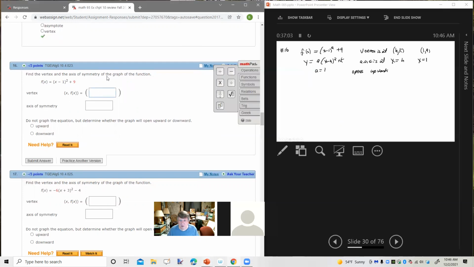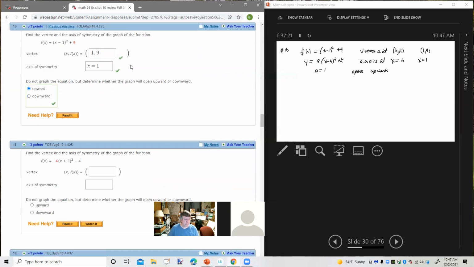So the vertex is at (1, 9). The axis of symmetry is at x equals 1. And this opens upwards. So many people miss this because they don't write an equation for the axis of symmetry. They just put in the number 1 and then they wonder what they've done wrong. It's an equation because it represents a dotted vertical line.